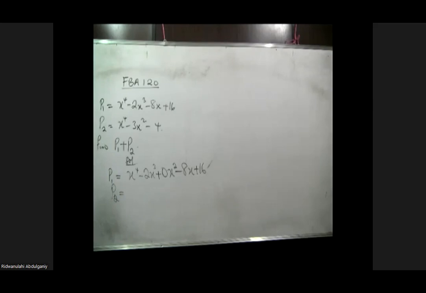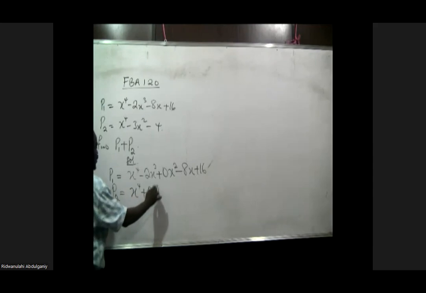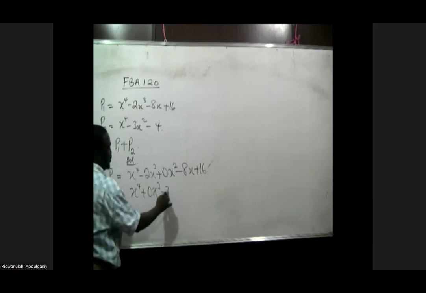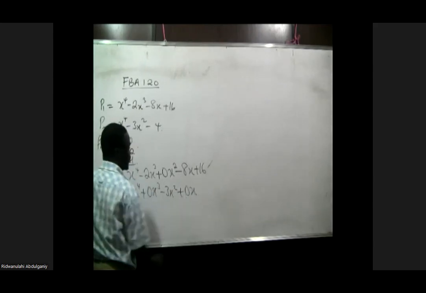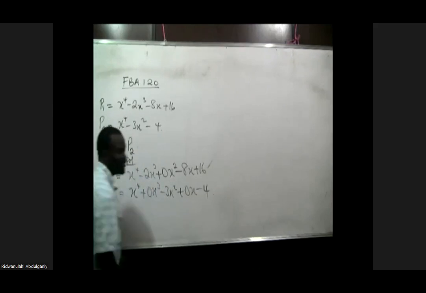Okay. Does it mean that at this level, for the 8x in P1, we also have to create a 0x for P2? Does it mean that for the P2, we have to also create a plus 0x? Yes. Kindly guide me with what I write for P2. Let's start. Okay, sir. x raised to power 4. Yes. Plus 0x raised to power 3. Correct. Minus 3x squared. Correct. Plus 0x. Correct. Minus 4. Exactly. Okay. Thank you, sir.